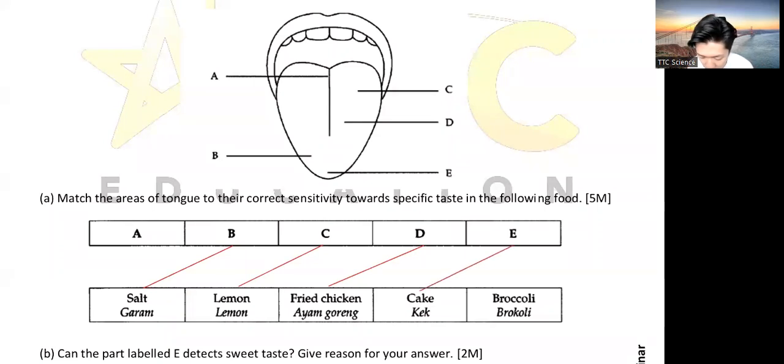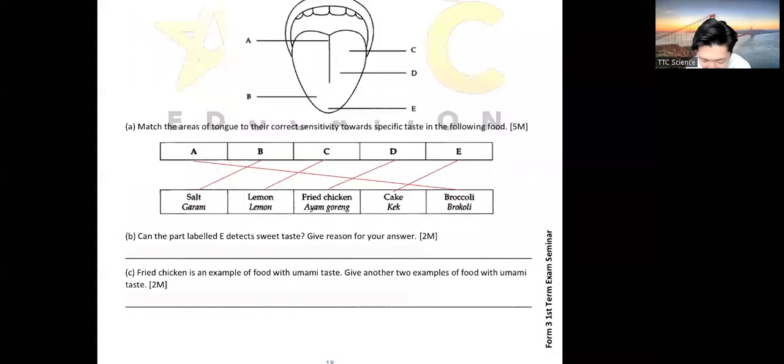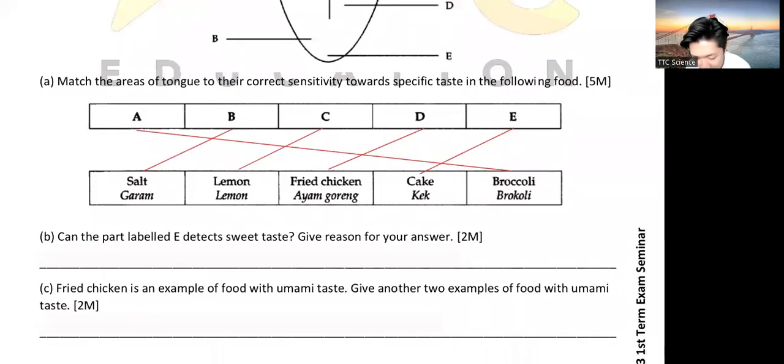Cake should go to E. So then how? You tell me how. Broccoli is bitter. Actually, if you eat raw broccoli, it tastes slightly bitter. But broccoli is not bitter. Why, you love broccoli, that's why you cannot accept. I also don't know why. The question wants the kick out method, then you do the kick out method. What is left will be the answer.